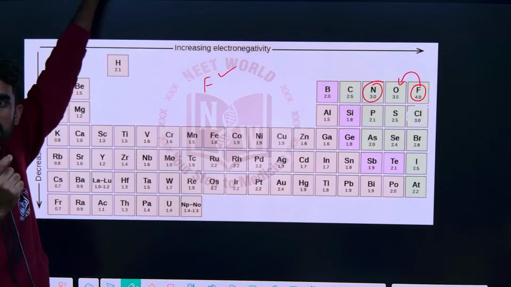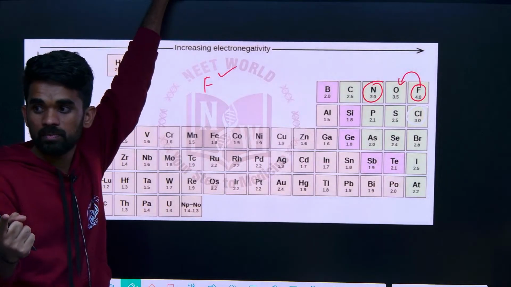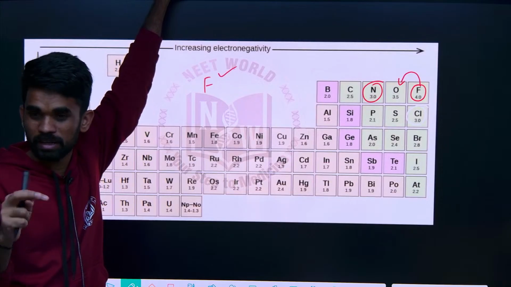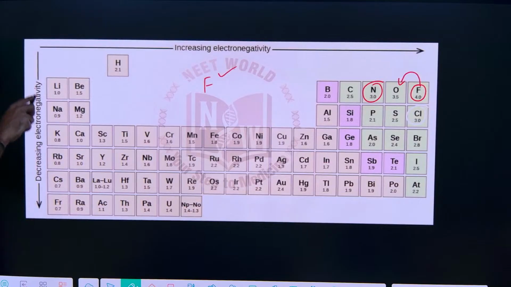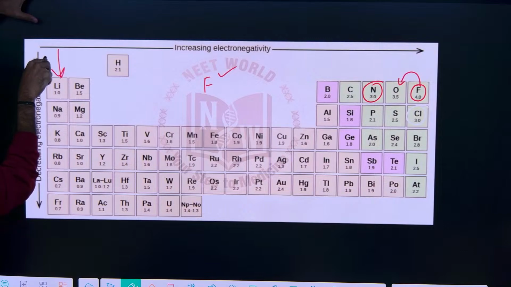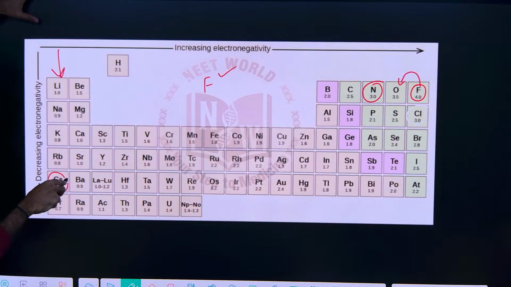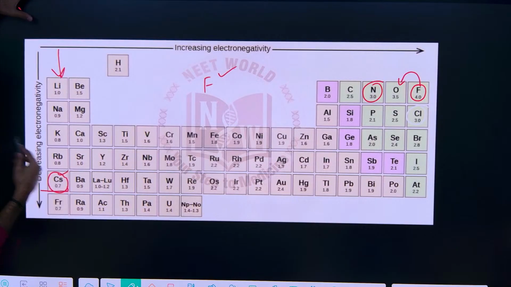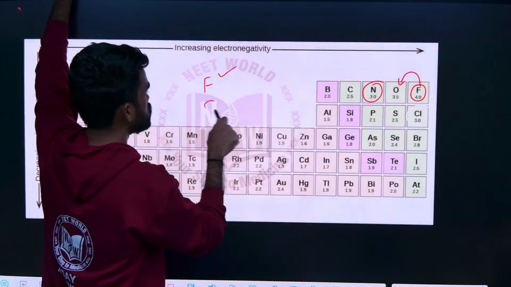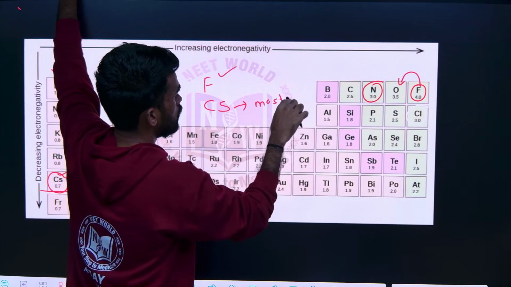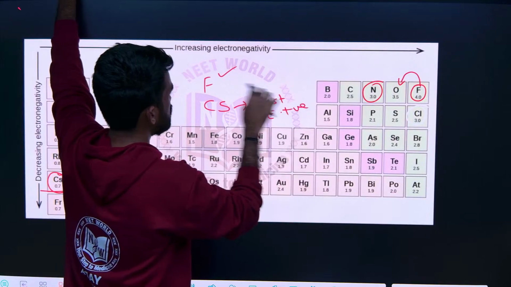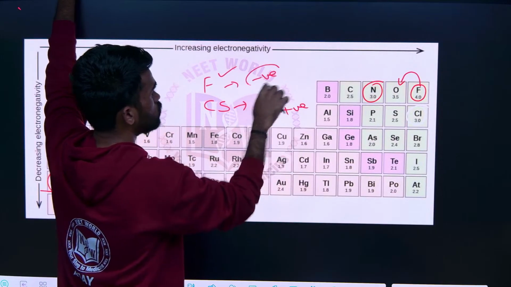See, if an element is least electronegative, that can be highly electropositive, because the terms are opposite. So electropositive elements lie on this side. Where exactly? Here you see the electronegativity value is least for cesium. Francium is there, but that is radioactive, so for a normal element you should say cesium. So cesium is least electronegative or most electropositive, and this is most electronegative.